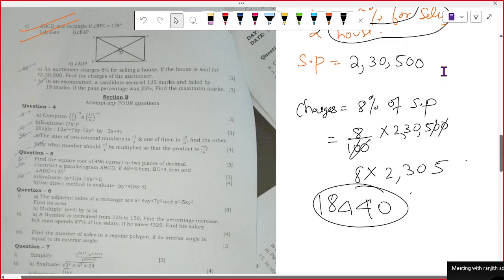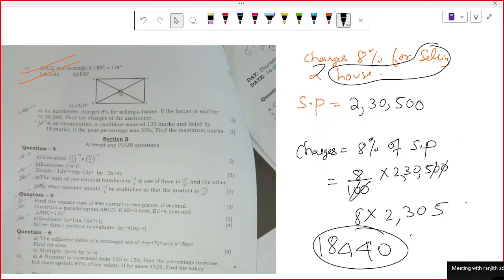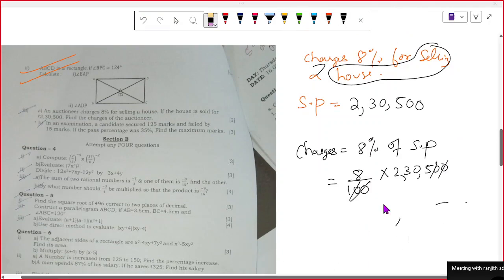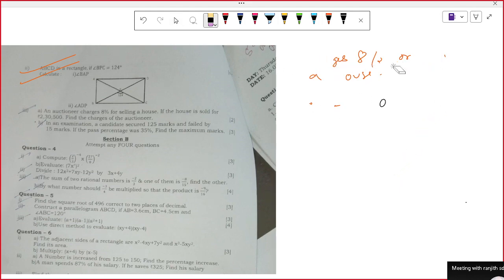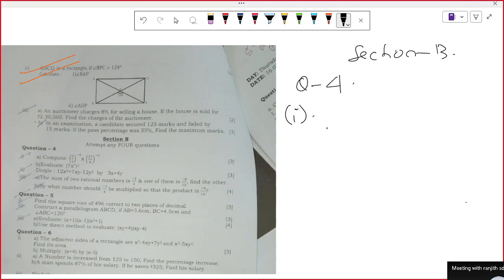Okay, next question. In an examination, a student failed by 15. The passing... Okay, that I didn't teach. We'll do that later. Try the fourth main, section B. Shall we move on to section B? Yes. Okay, another 15 minutes. Try section B first, main students. First, which chapter is that? Question 4, exponents.